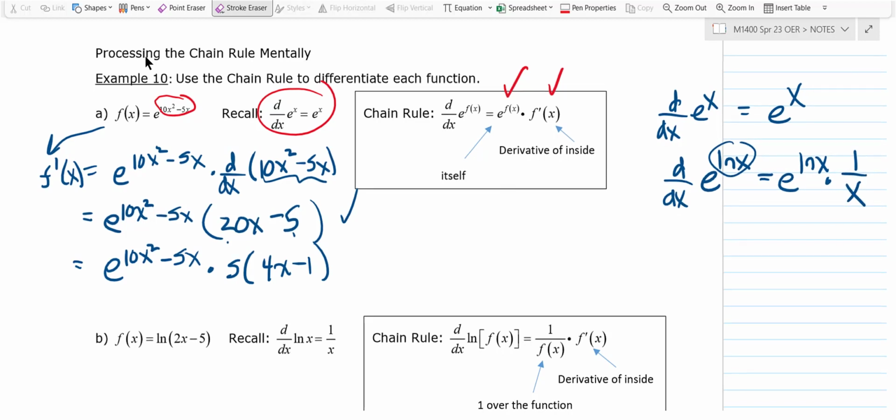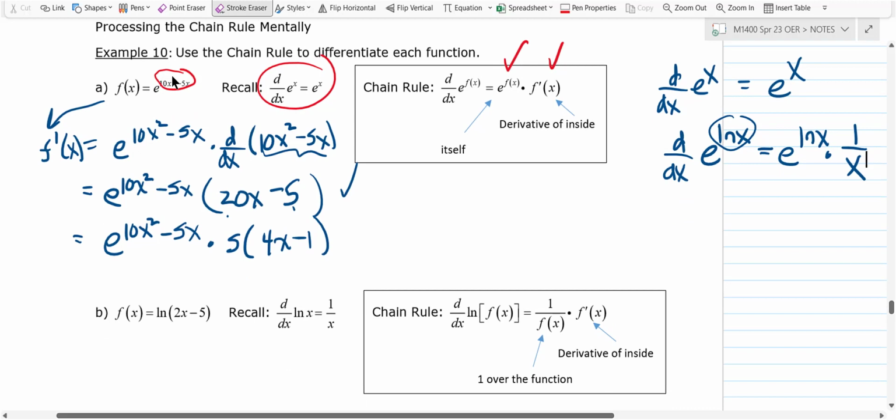1 over x. See, that's it. You're taking a basic rule and then you're expanding on it. That's why you multiply by the derivative of that extra part. That's what the chain rule is, okay? That's the way you're going to do that. You're going to learn to do problems like this in your head, okay?